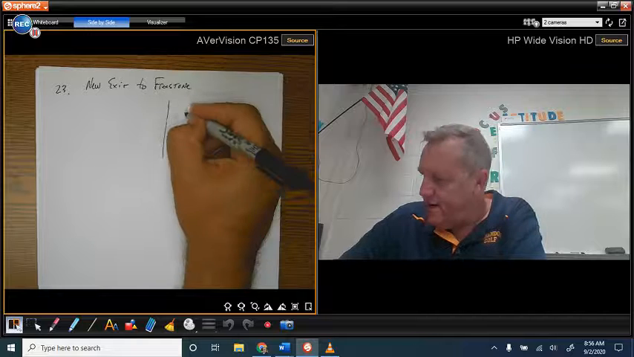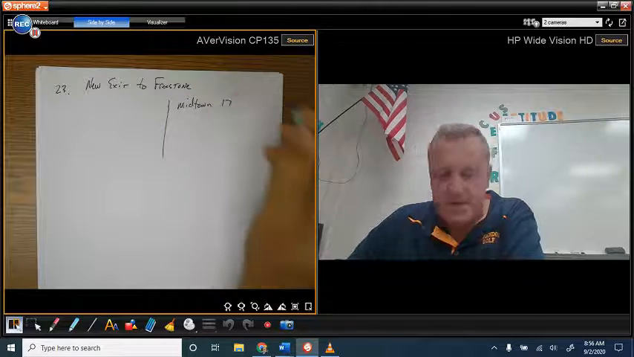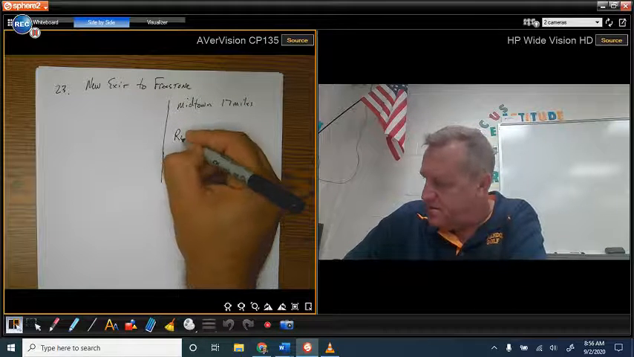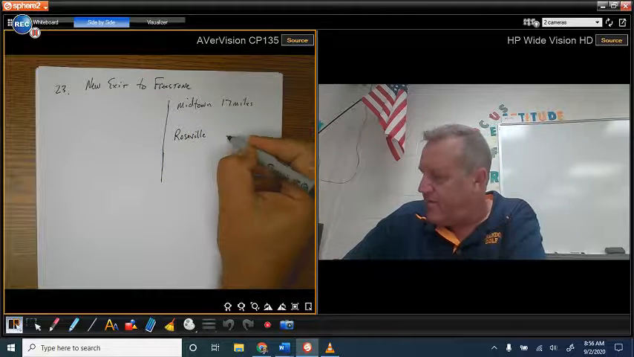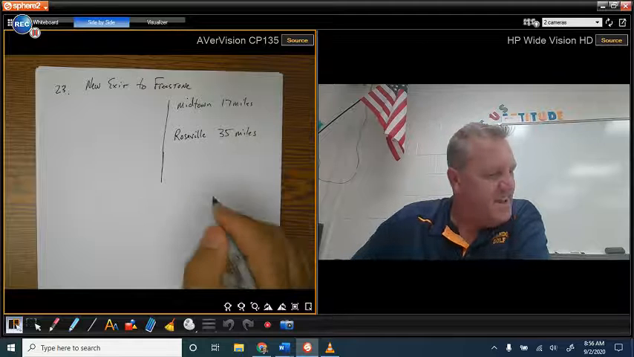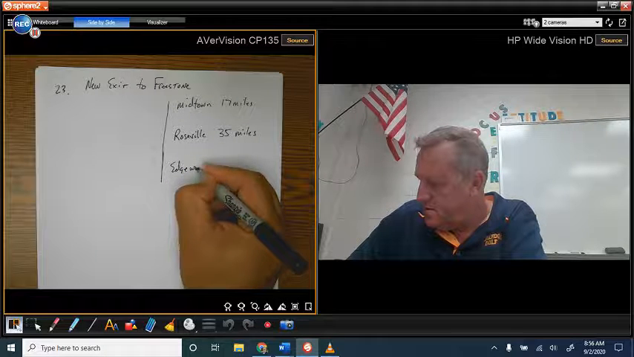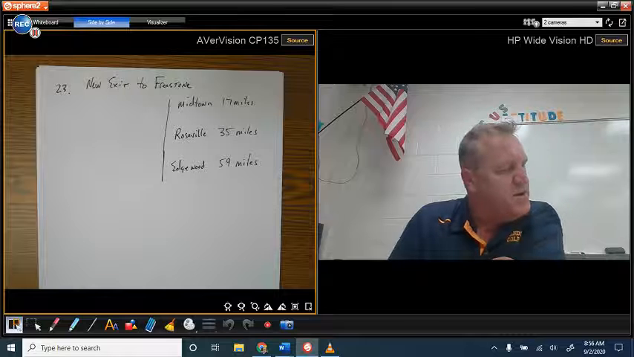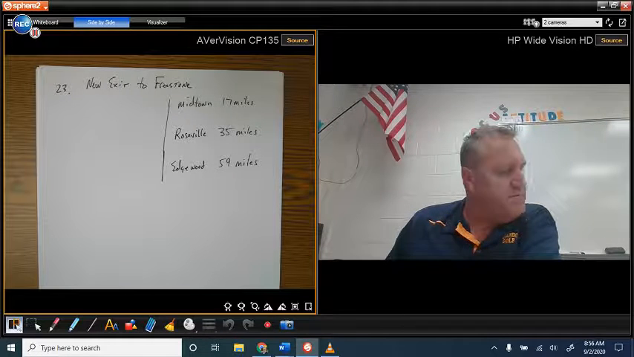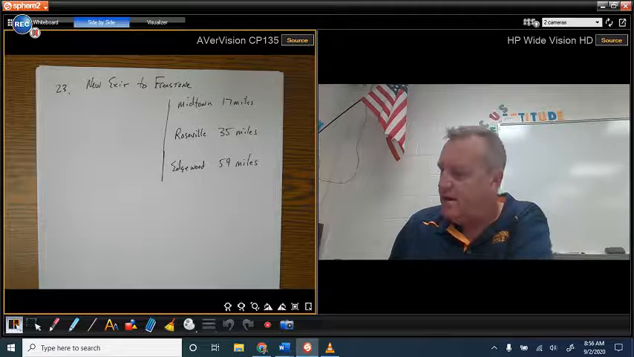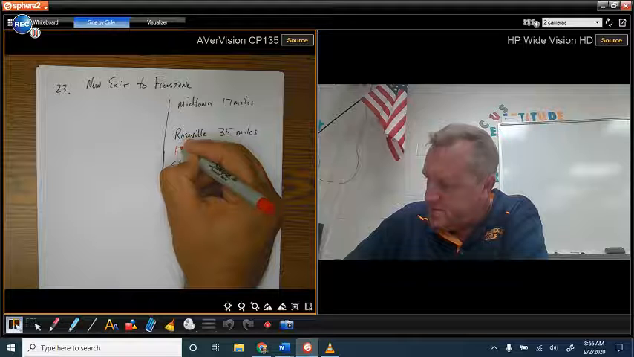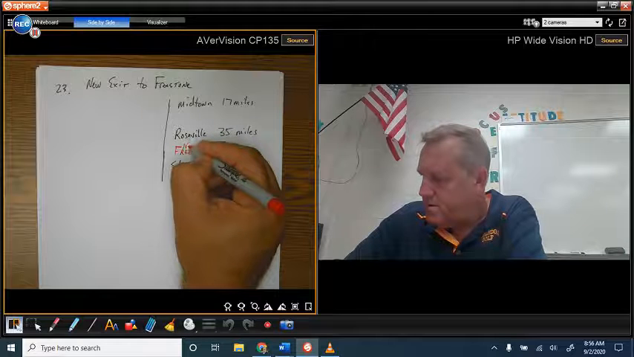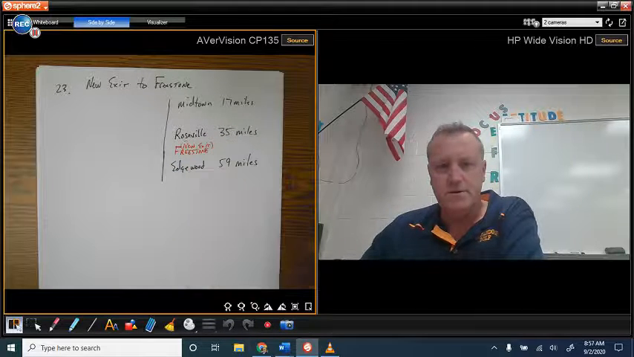We know that Midtown is in 17 miles. And we know that Roseville is in 35 miles. Okay, wow, all right. And then Edgewood is 59 miles. Wow, they've got a ways to go to Edgewood, about an hour. All right, so what's this saying now? It says the State Department is planning to build a new exit to Freestone at the midpoint of the exits for Roseville and Edgewood. So I'm going to do a different color so you can see it. There's going to be a new exit right there at Freestone.